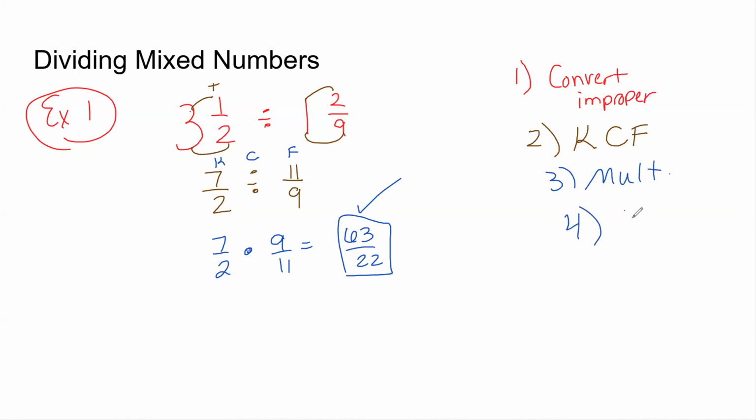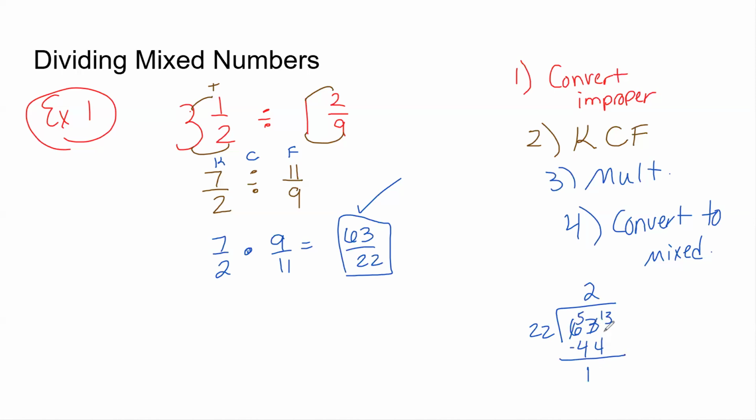And now we probably will need to convert back to mixed. And why again? Because the original problem was given as mixed numbers, so the teacher or the worksheet, whatever, probably wants the answer back as a mixed number. So we'll just come to the side here, 63 divided by 22. That goes in twice, which is 44. There we go. So that would be 2 19/22. There's your mixed answer.